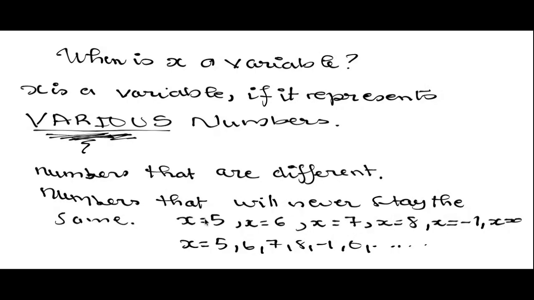So we see here that x alone has too many different values. The values are very different. So here x equals 5, 6, 7, 8, 9, -1, 0. So x is a variable because x alone represents many numbers.